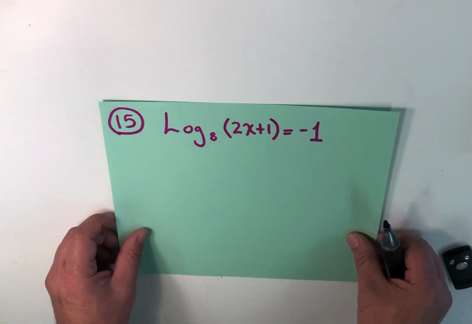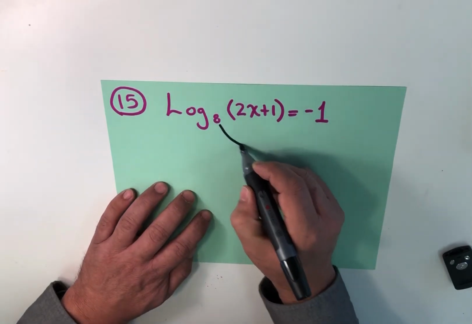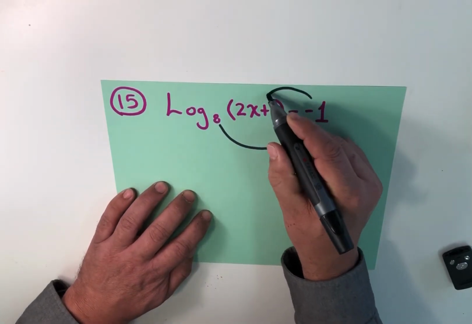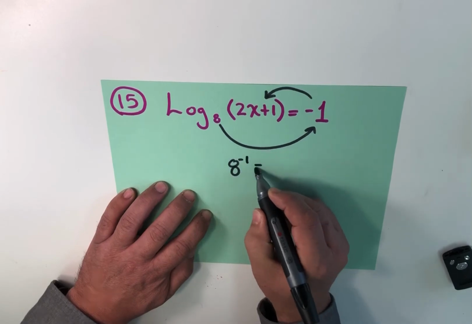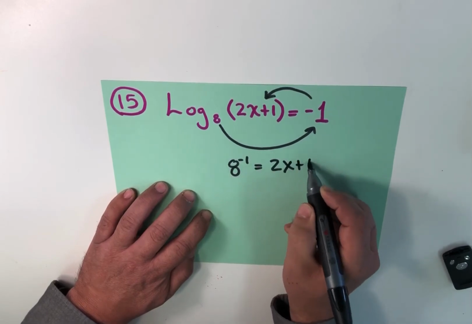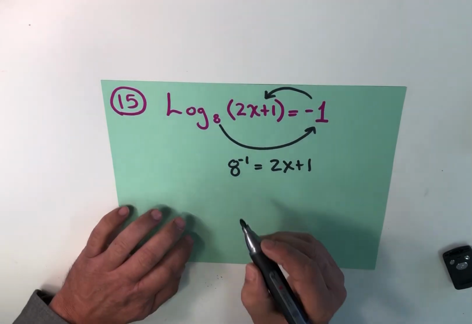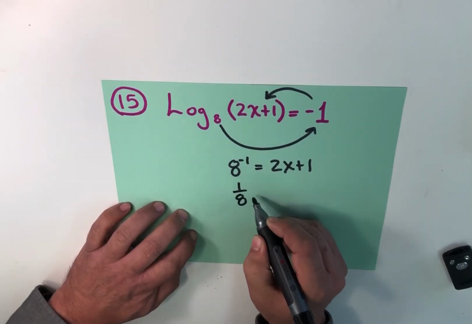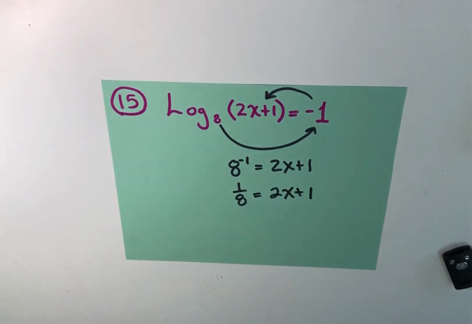Moving right along to number 15 here. Again, only one log. By now, I'm an expert at this, so I'm going to rotate once again. And when you do so, I'm going to end up with 8 to the negative 1 is equal to 2x plus 1. But wait, I cannot have negative exponents, so let me change this to 1 over 8 is equal to 2x plus 1. And now all you have to do is solve for x.